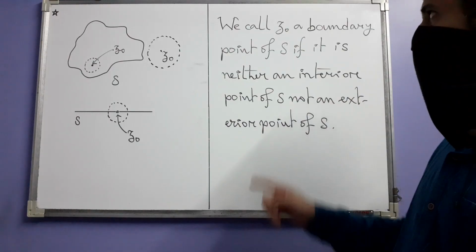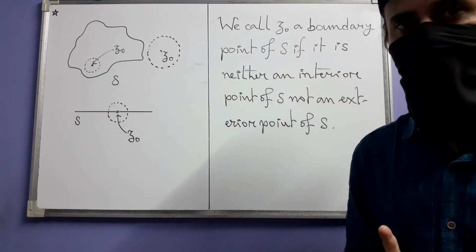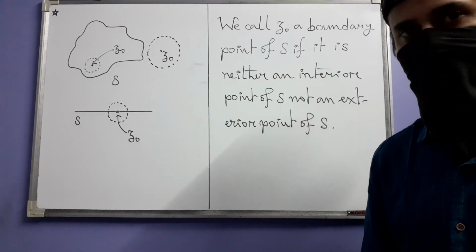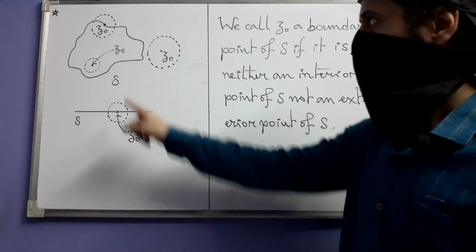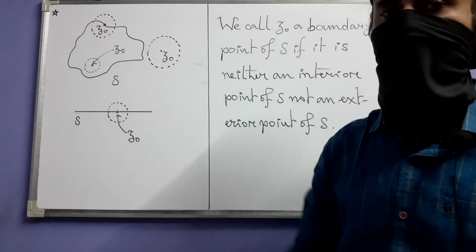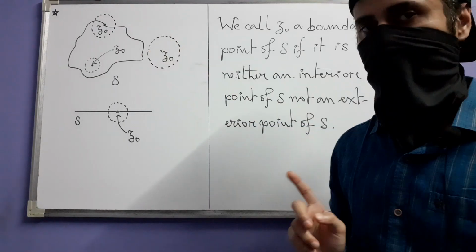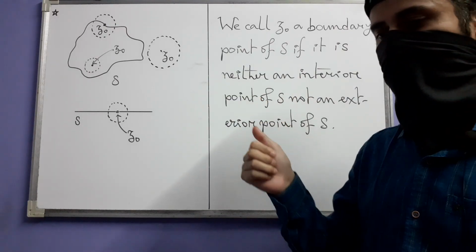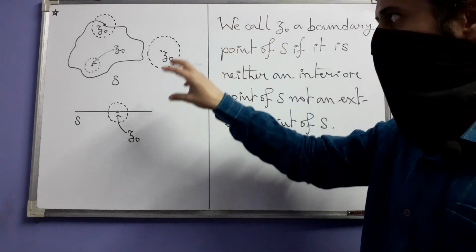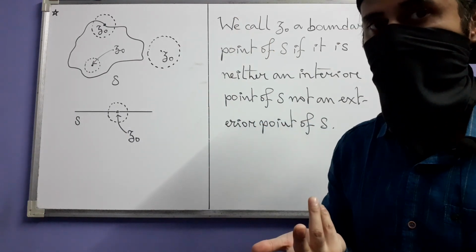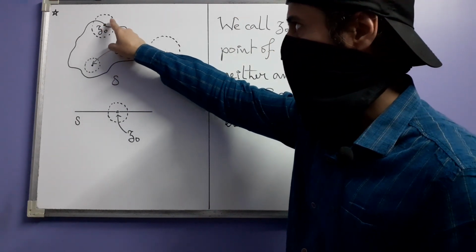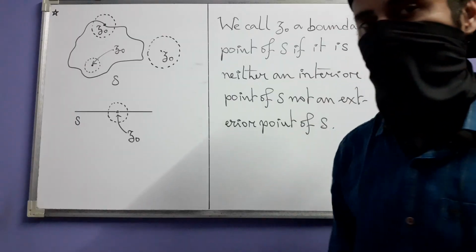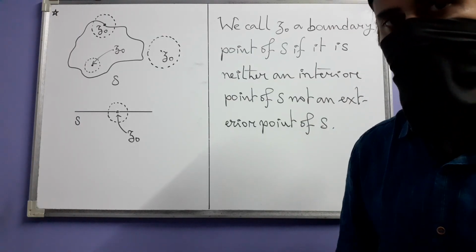And finally, we call Z0 a boundary point of S if it is neither an interior point of S nor an exterior point of S. For example, this point on the curve. Why is this point not an interior point? For it to be an interior point, there should be an epsilon neighborhood with that point as the center which lies entirely inside S. That is not possible. Because of the location of the point, it does not matter how small an epsilon you choose, some part of this neighborhood is going to lie outside. So that's why it's not an interior point.